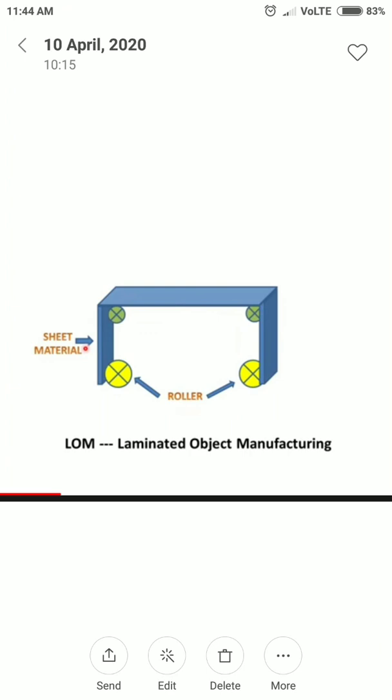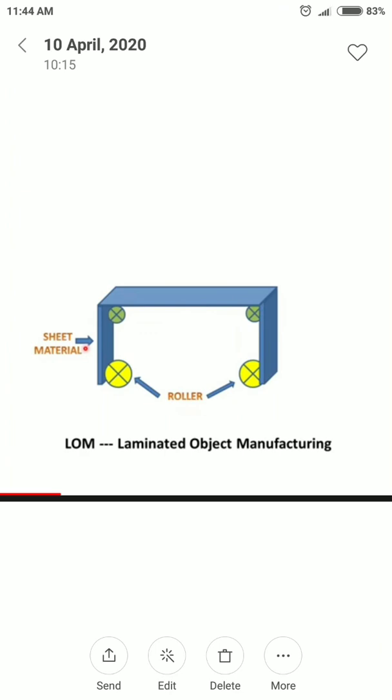Today I would like to discuss a very important method, that is laminated object manufacturing. This is one of the very important and very interesting methods. In the previous classes we have discussed FDM. Today I came with the second process, which is called laminated object manufacturing.